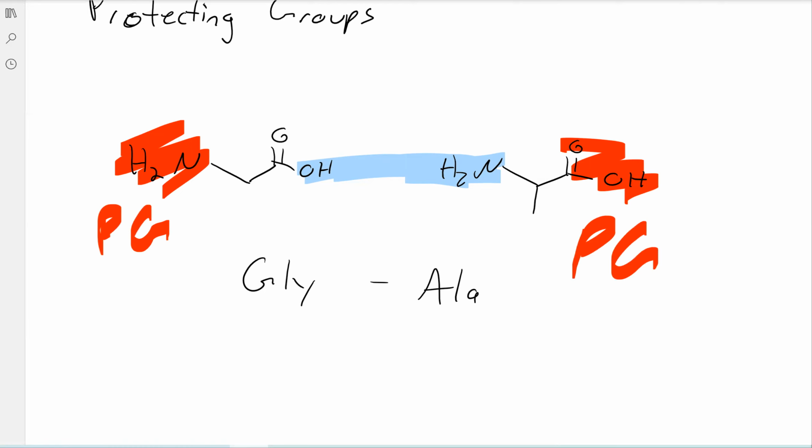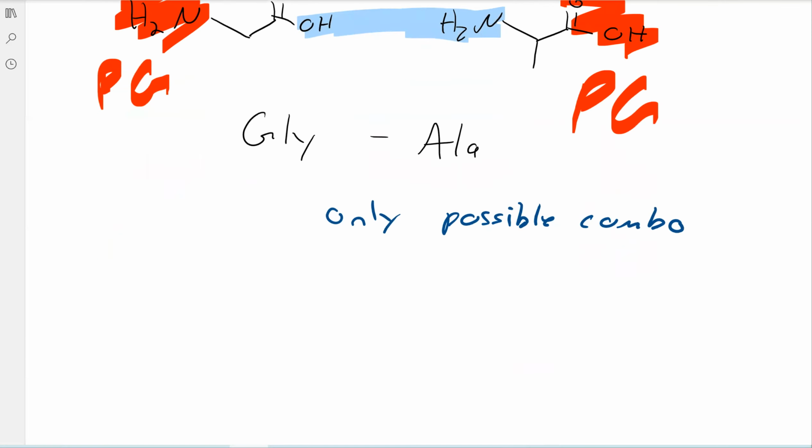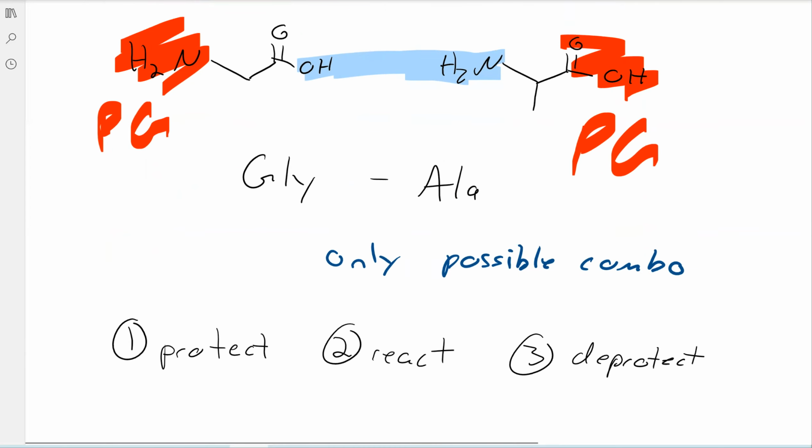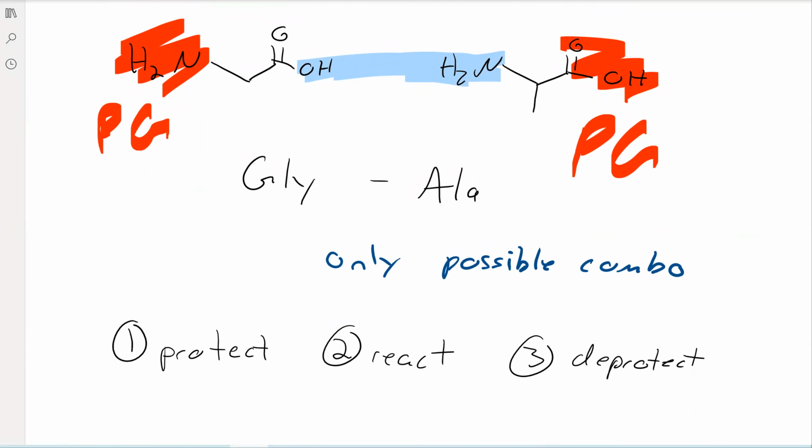And then that'll ensure that we only have one possible combination and that that combination is only a dipeptide and not anything further. So only one possible combination. And so generally the steps in these syntheses are: first, you protect both of your groups. Then you undergo the reaction and form your peptide bond. And then you deprotect. And after that, you've got your dipeptide. And then, of course, if you want to go further, you could expand it beyond a dipeptide.